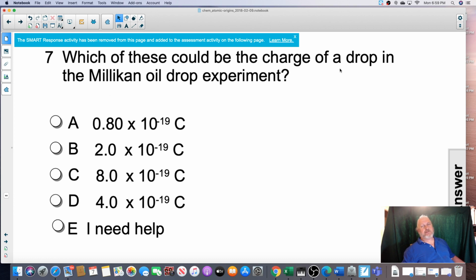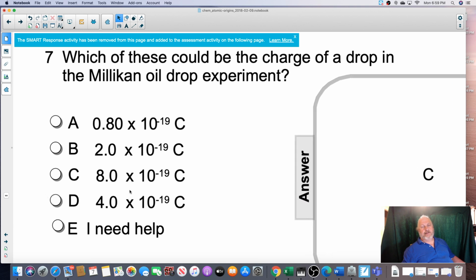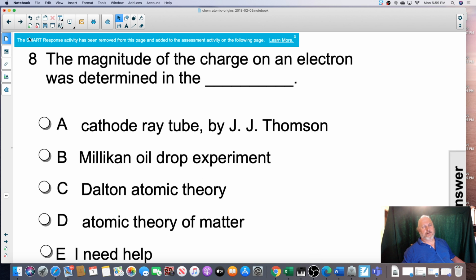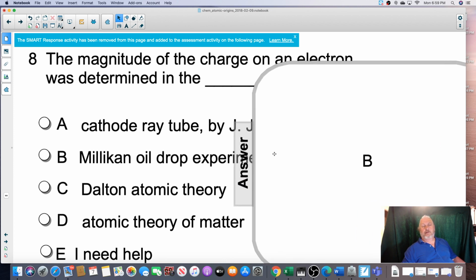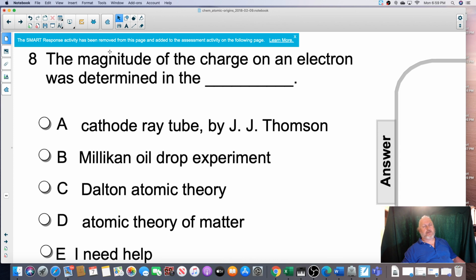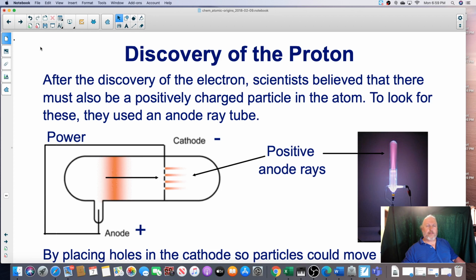So, which of these could be the charge of a drop in the Millikan oil drop experiment? Again, it needs to be a multiple of 1.6 times 10 to the minus 19th. C, 8 times 10 to the minus 19th coulombs. So the magnitude of the charge on an electron was determined in the Millikan oil drop experiment. Remember, J.J. Thomson determined the charge to mass ratio. Now, we found out about the discovery of the electron. That's the first one we really found out about.